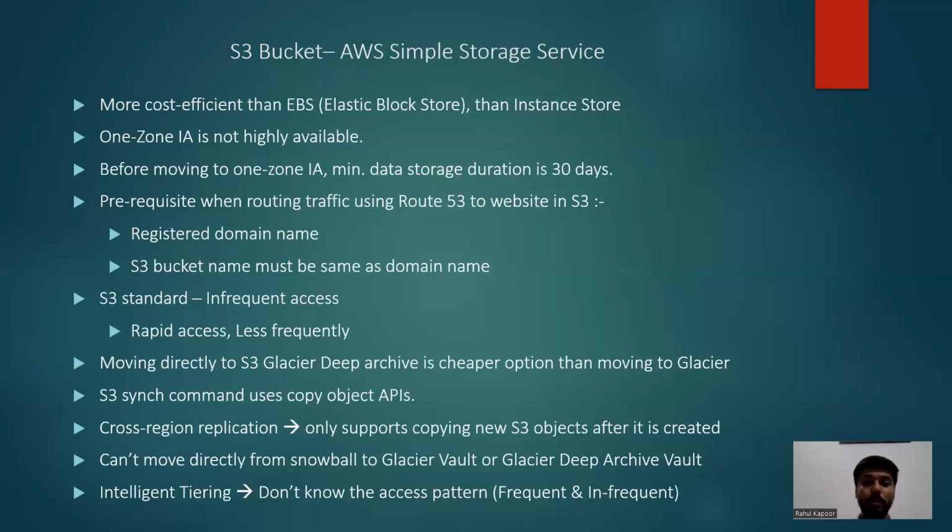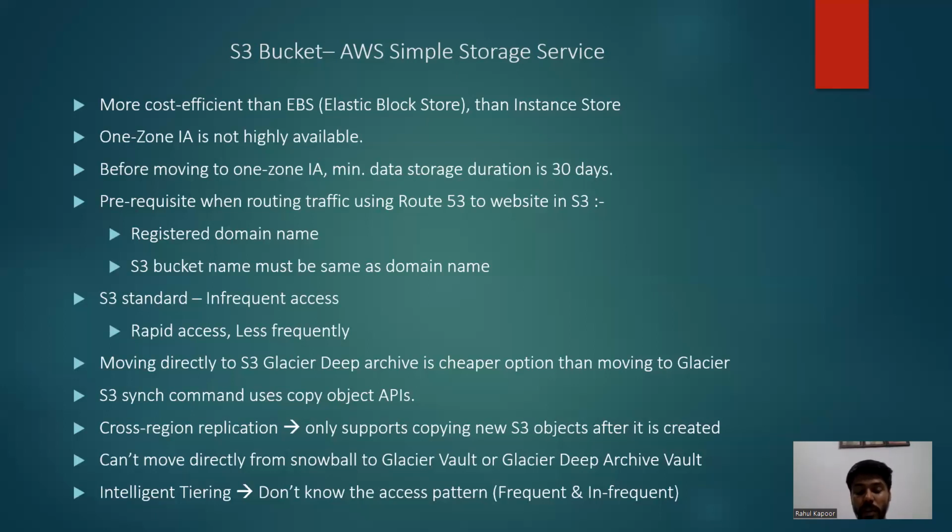Okay, and there are some prerequisites when you route traffic using Route 53 to a website in S3. Okay, so you need a registered domain name, and the S3 bucket name must be the same as your domain name. Okay, S3 Standard infrequent access. Okay, so this bucket gives you rapid access, which is required less frequently. Okay, and if you want to move directly to S3 Glacier Deep Archive, that is a cheaper option than moving to Glacier.